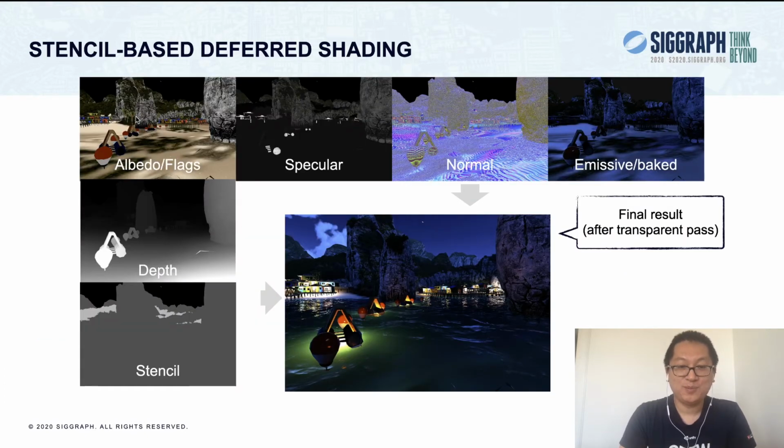So that's an example of the gbuffer content. We have the albedo, the material flags, specular, the normals. Here using the octahedron encoding, so it's not really readable. Emissive baked, backlighting. The depth buffer, the stencil. Here we can see two types of materials, and the final result.